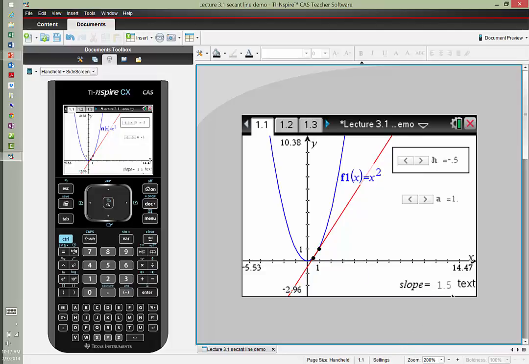But I can also get even closer. Now I'm only 1/10 of a unit below my fixed point. And I've got an estimated slope of 1.9. And that's a really good estimation. How about I get even closer? What happens when I go to 0? Well, the line disappears, and it says the slope is undefined.